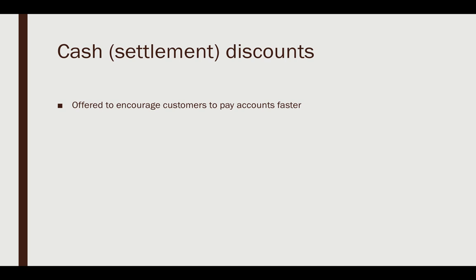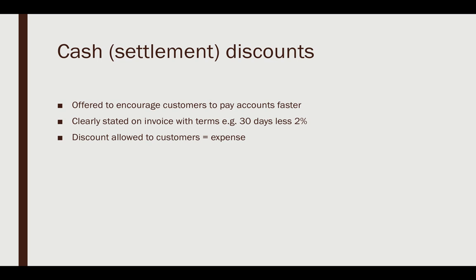So, to try and get the customers to pay faster, you might decide to give them a special discount. This discount would be clearly stated on the invoice along with the standard terms. For example, 30 days less 2% means that if you pay within 30 days, you will be allowed to have a 2% discount. The discount that is allowed to customers obviously is going to be an expense because it will reduce the profits that you are actually going to make on every transaction.